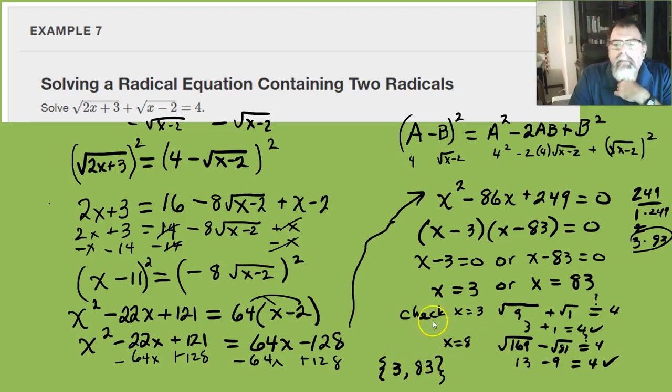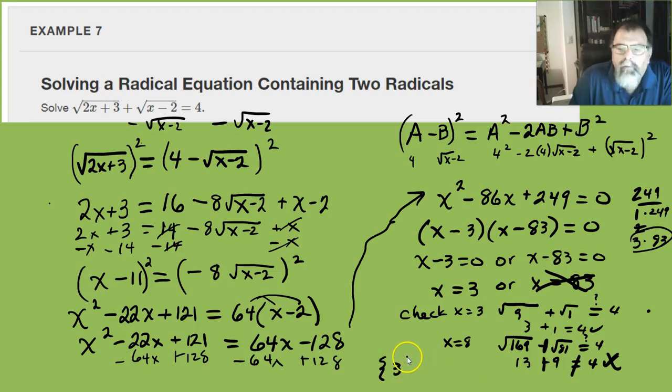Oh, I was just checking again before I moved on, and I noticed I wrote this down wrong. That should be a plus. I was forcing it to work, so I wrote minus. So plus, and that does not equal. So that's an extraneous solution. So we got to throw that one out, and we only have one solution, 3. So you got to be careful even when you check, right? Make sure you copied the problem down exactly the way it is. So it was square root of 169 plus square root of 81, and 13 plus 9 is not 4.